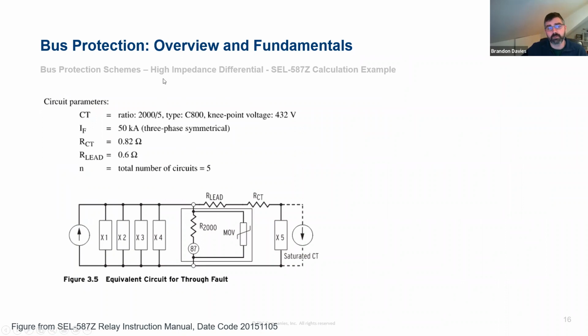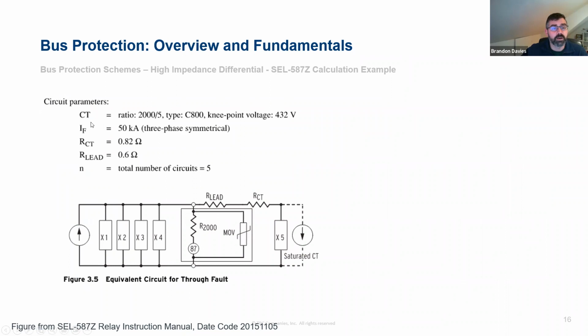So I'm going through a calculation example for a Schweitzer 587Z high impedance bus diff relay. And I plagiarized this example right out of the manual, because it's a great example of how the relay works.